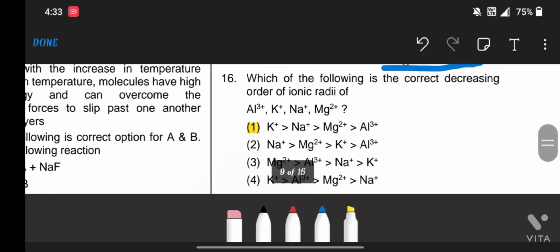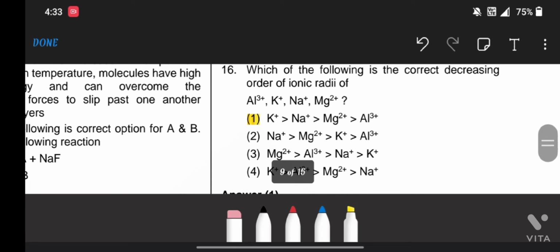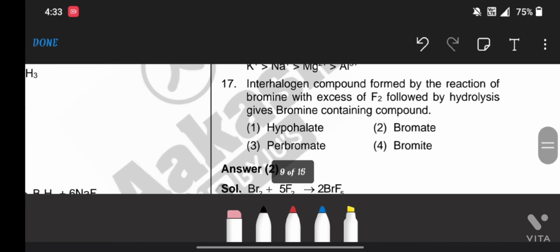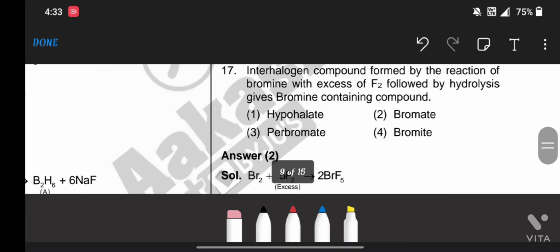The 17th question, they have asked about the interhalogen compound formed by the reaction of bromine with excess of fluorine, followed by hydrolysis, which gives a bromine-containing compound. The options they have given are hypohalite, bromate, perbromate, bromide.